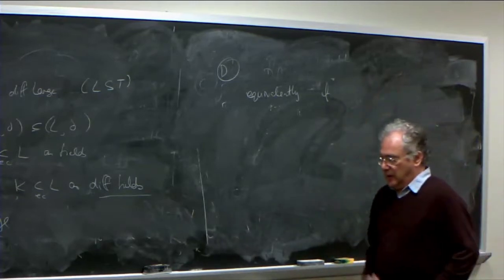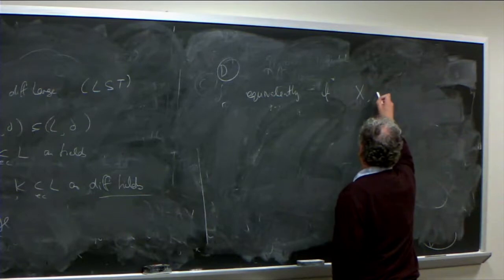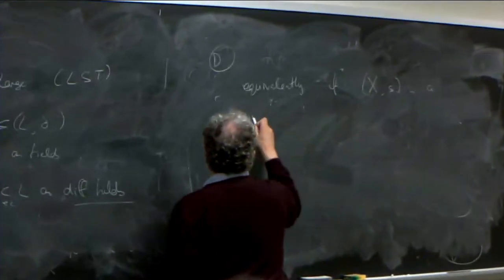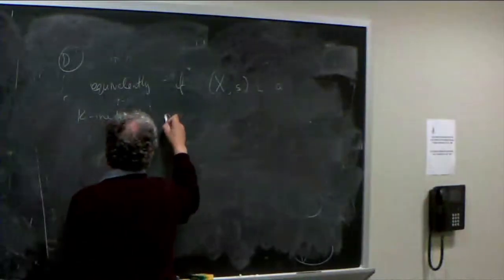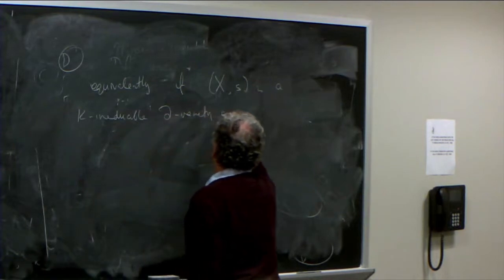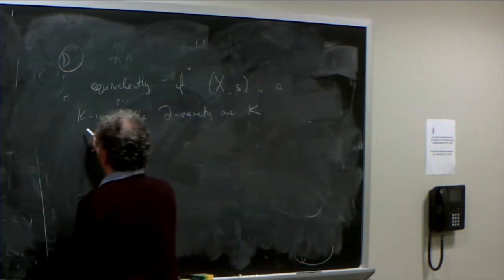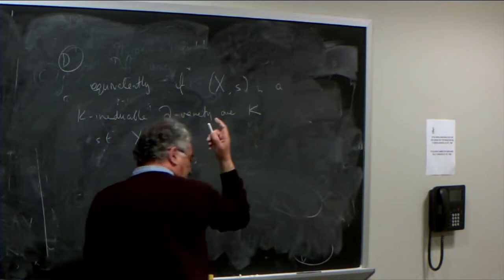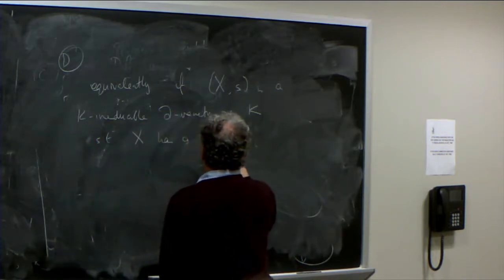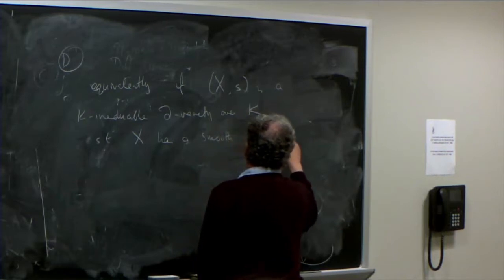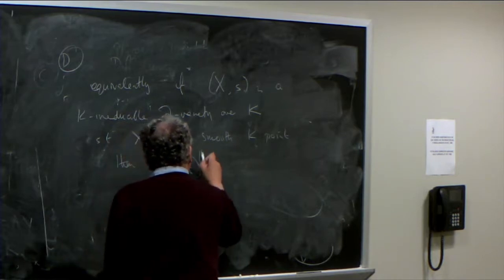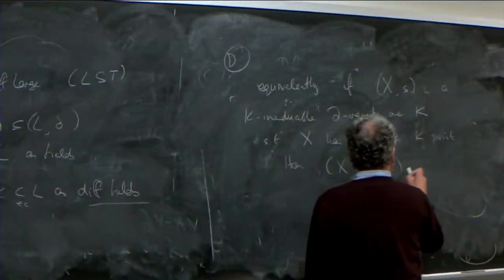if X is a K irreducible D variety over K, such that X, the variety, has a, I'll say what I mean by this in a second, smooth K point, then you look at the so-called sharp points of X, I'll say what I mean in a second, the K points of the sharp points is Kolchin dense.